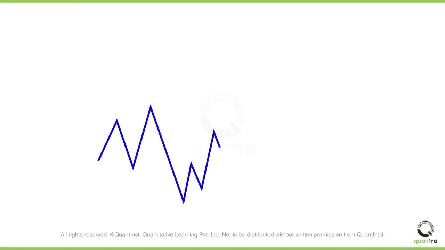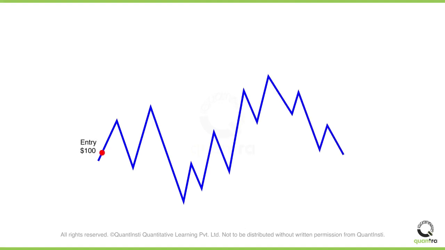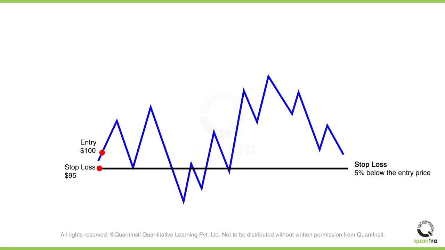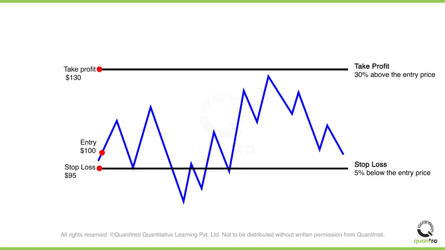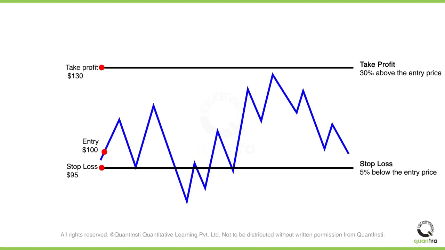He decides that he wants to limit his losses to the bare minimum, and at the same time, gain as much profit as possible. So he sets a stop-loss 5% below the entry price, and a take-profit 30% above the entry price. Can you spot any problem with these levels? There are 2 problems here.